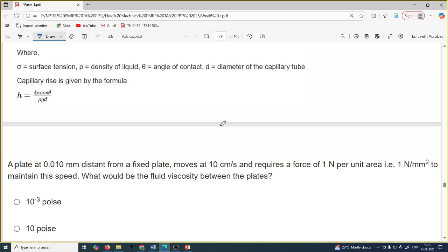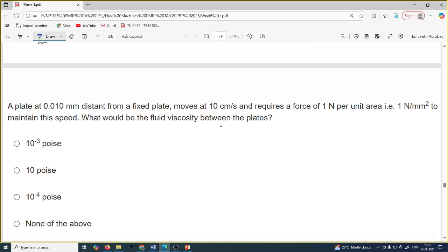Okay, small numericals. The question is: a plate 0.010 mm distant from a fixed plate moves at 10 centimeter per second and requires a force of 1 Newton per unit area, that is 1 Newton per mm square, to maintain this speed. What would be the fluid viscosity between the plates? The options are 10 raised to minus 3, 10 raised to minus 4, none of the above. Which option will be correct?